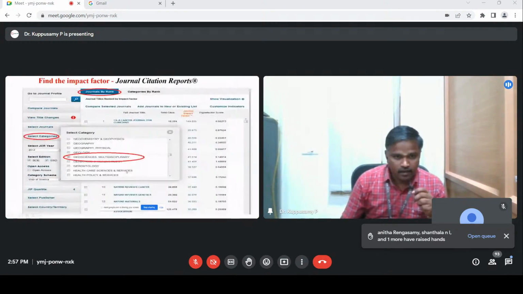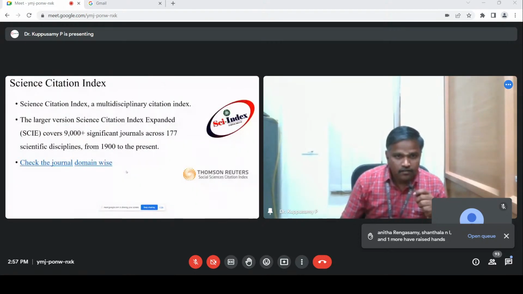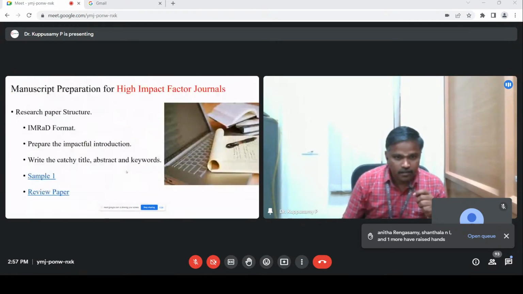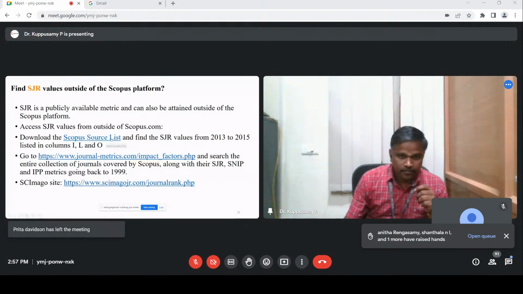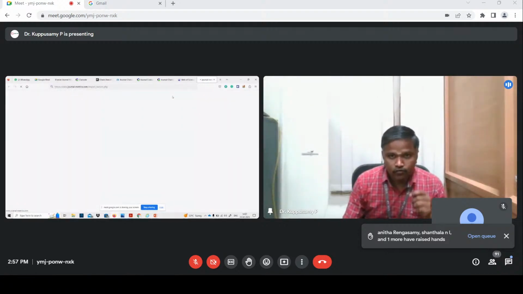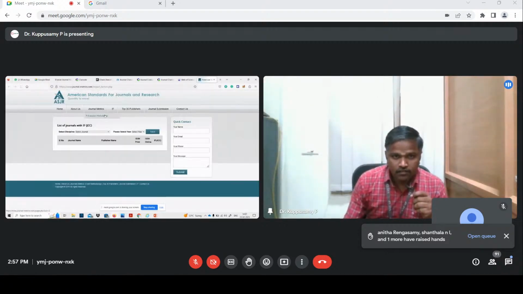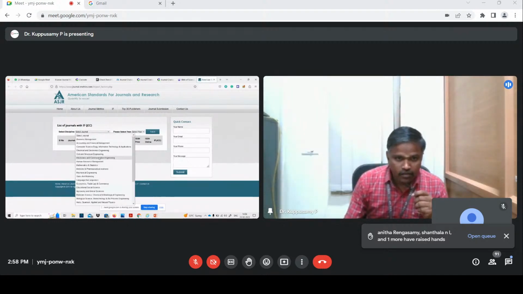So that is there, and this is what we have seen. How do we check in Scopus? In Scopus we have so many journals. Suppose you want to download, you can download the Scopus list. Here I am showing you another web page for Scopus, where we have the list of journals.